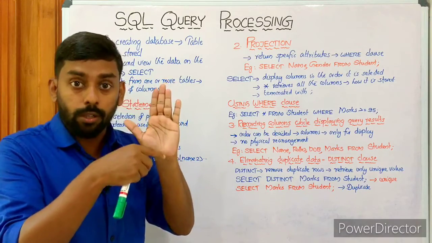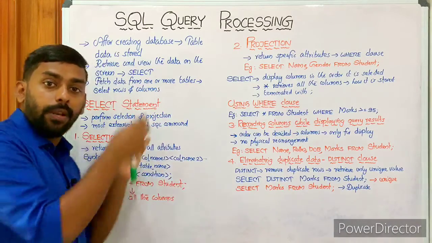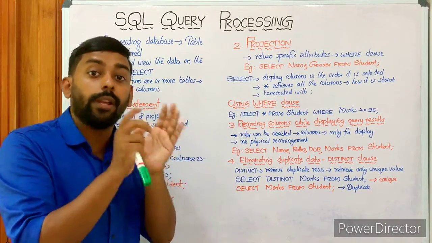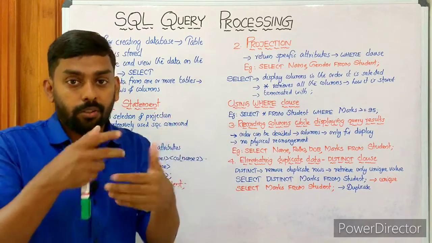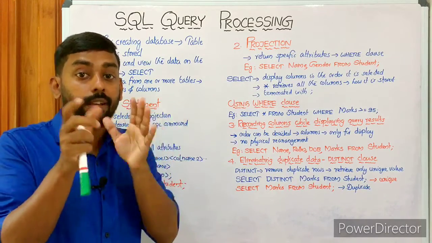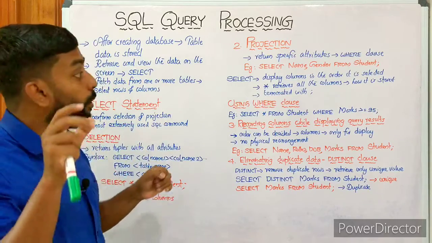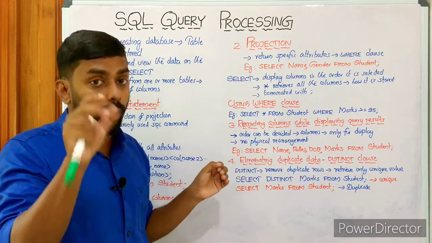That's the order in the original table. So when you apply star, it prints the same order. It prints how it is stored. That's it. If you're not changing the order, it will take the actual order, the original order. Okay, how it is actually stored in the database or in the table.